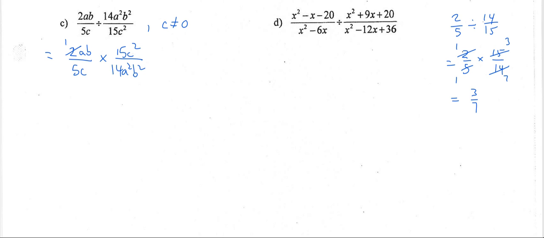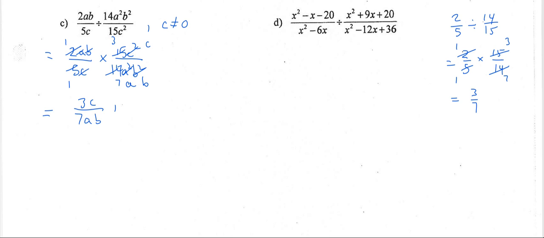So that 2 with the 14, the 5 with the 15. Now there's more, because this a with the a squared will leave me an a down below. This b with the b squared will leave me a b down below. The c with the c squared will leave me a c up above. And when I multiply everything together, I've got 3c over 7ab.